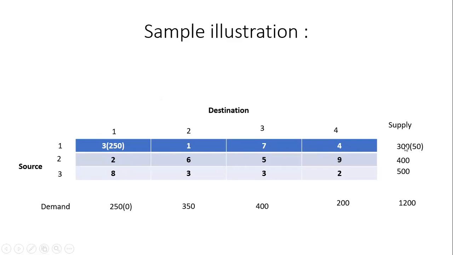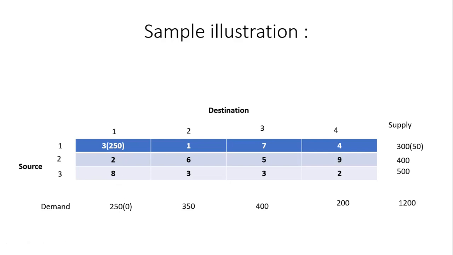So the total amount of material supplied from the source was 300. Now we have subtracted 250 from 300. So the balance item to be supplied is 50 only. So now here the demand is completely met. So we have to delete column 1. There are 4 columns, and column 1 has been deleted.